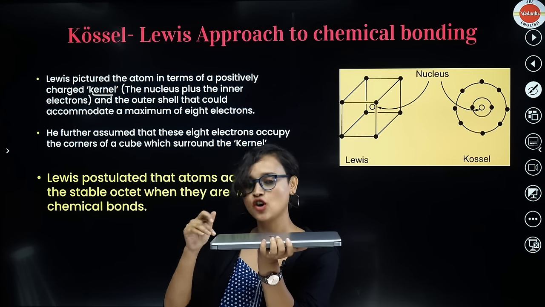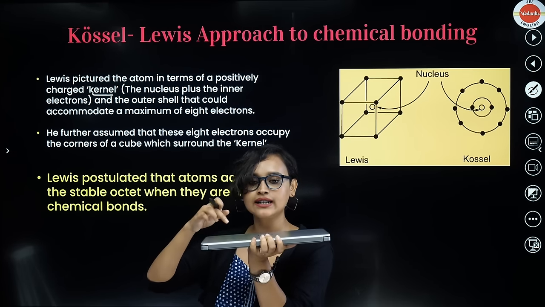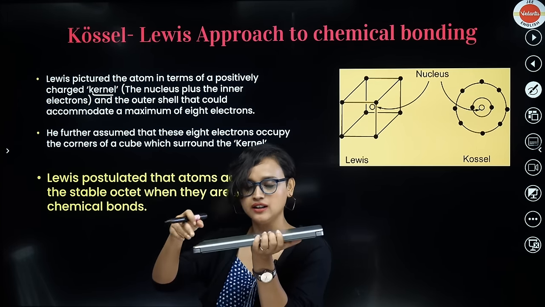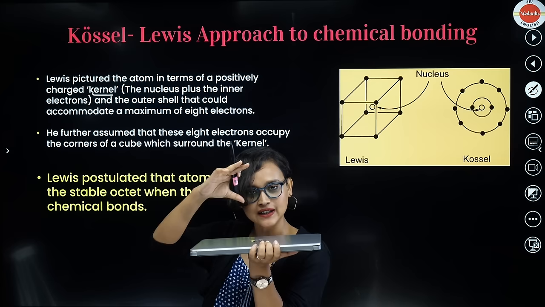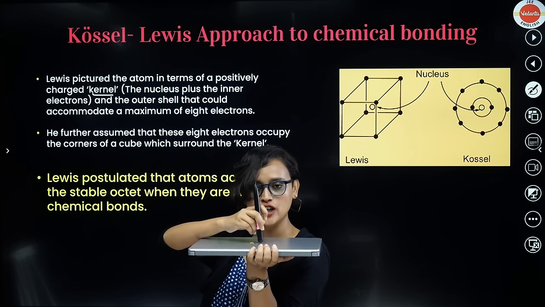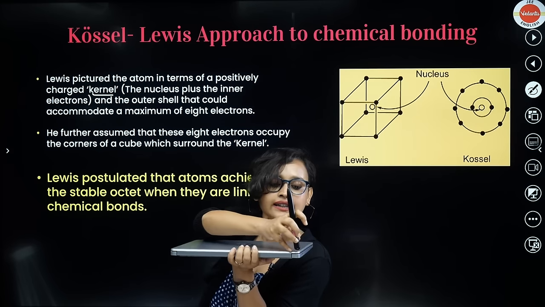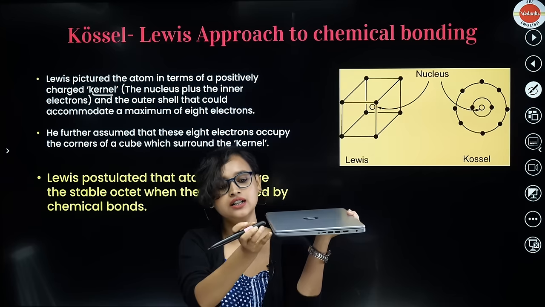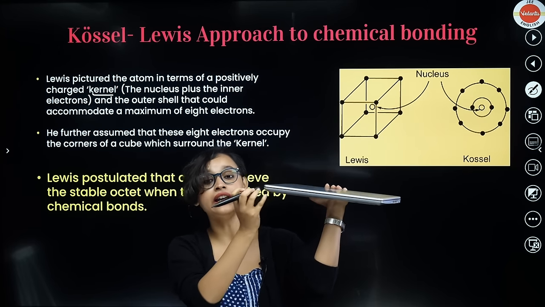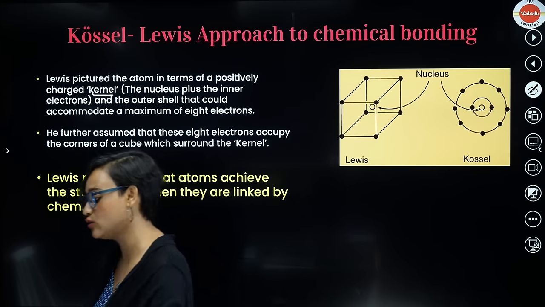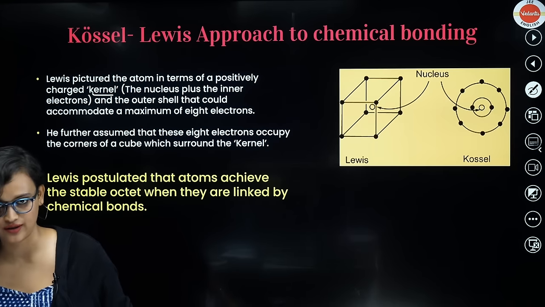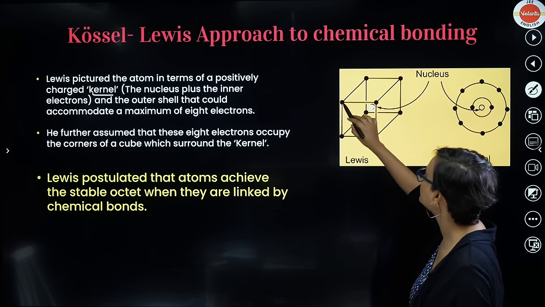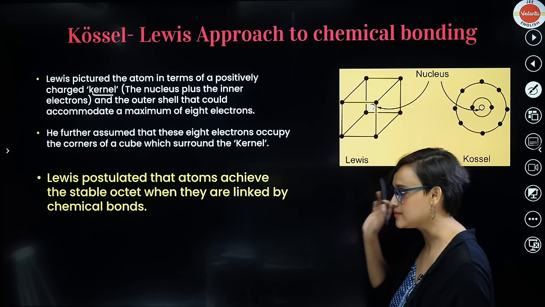So Kossel said, let's call it kernel. Now Lewis said, imagine this atom to be a cube. You know what a cube is, right? A cube is like a rectangle, but in 3D. He said that at the central position, you have the kernel. And all the corners, one and two corners here, then three and four here, five, six, seven, eight, all the eight corners are where you have the eight electrons. See, at the center you have the kernel, and these are the electrons holding these positions.